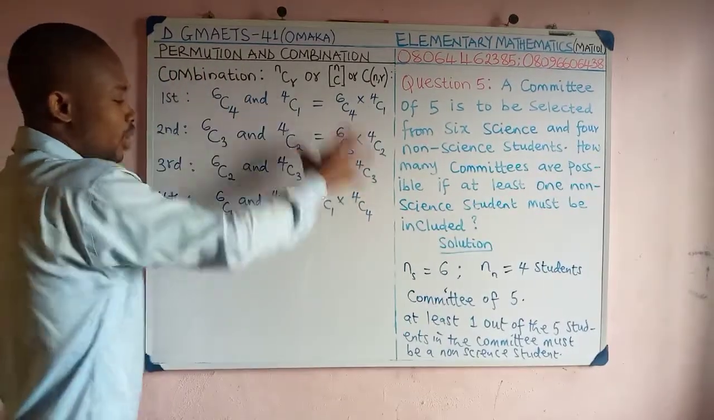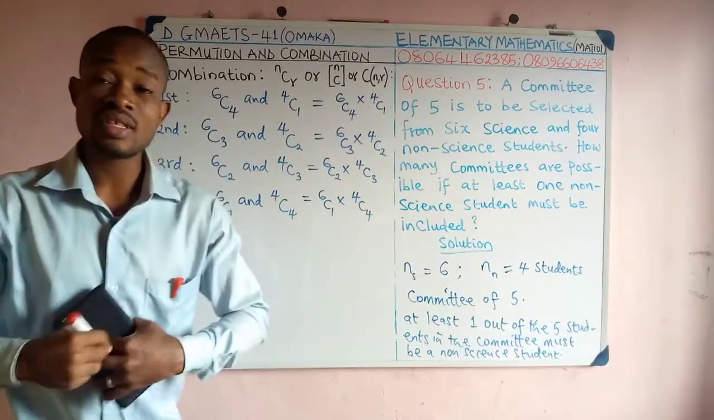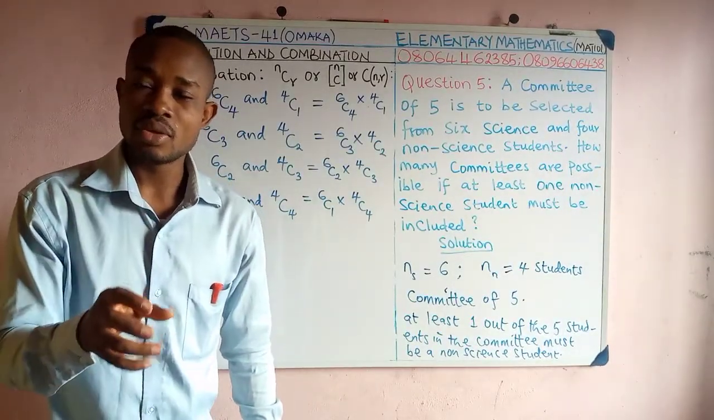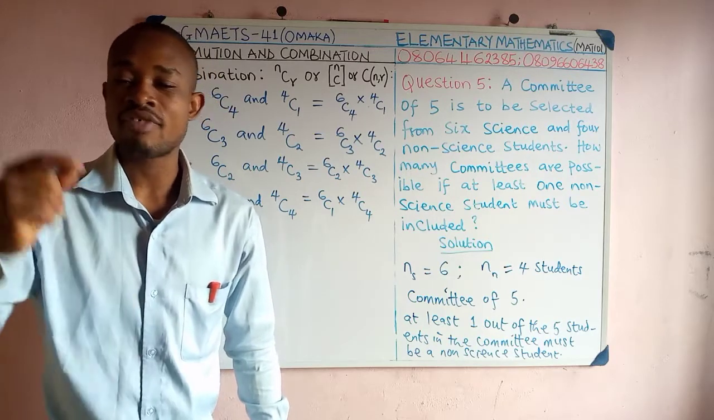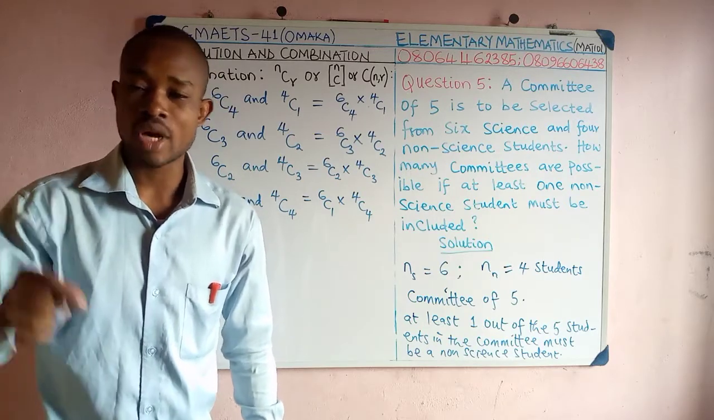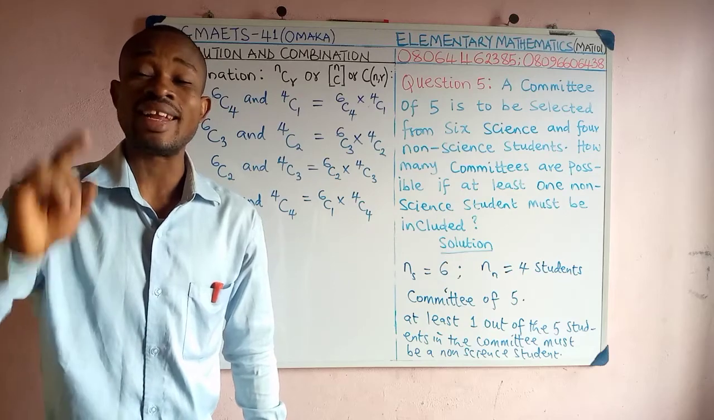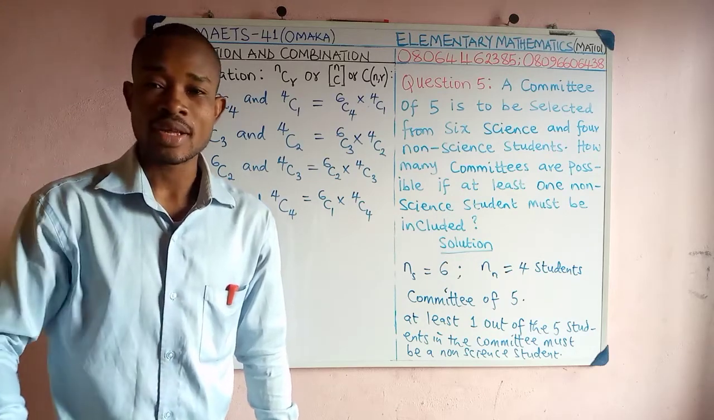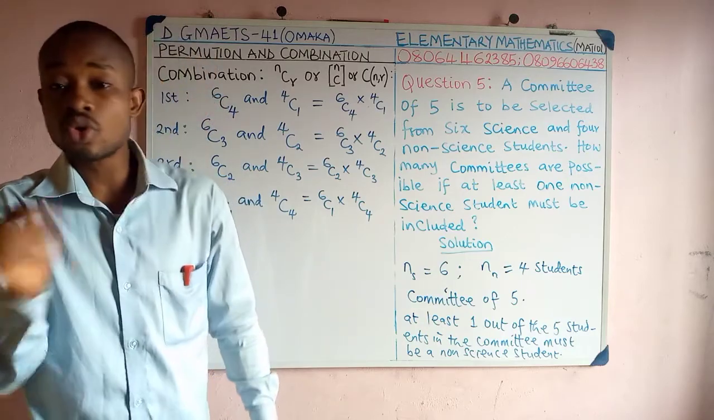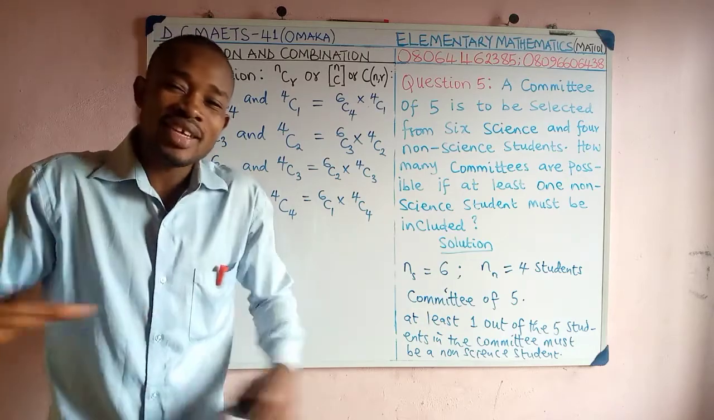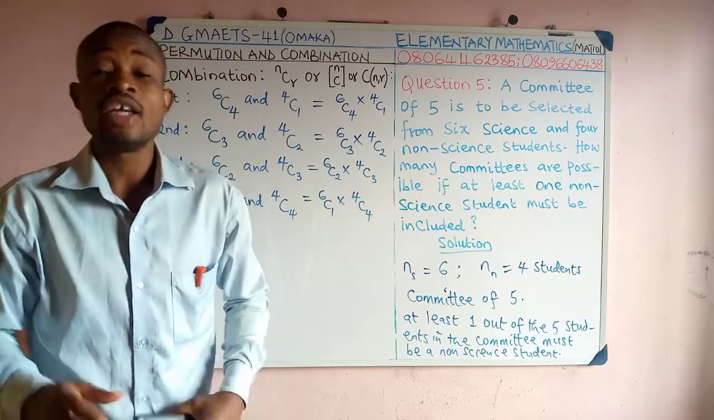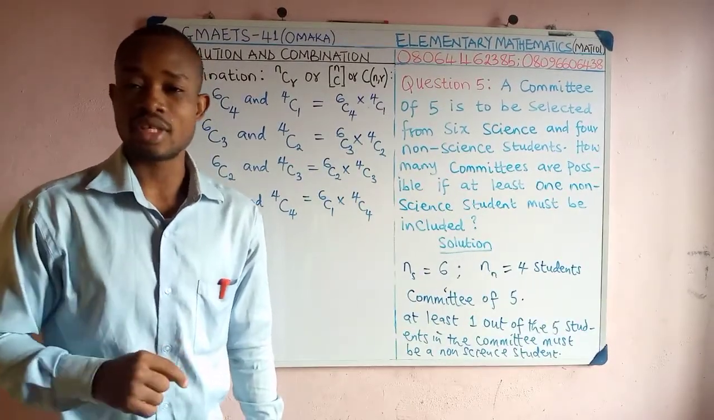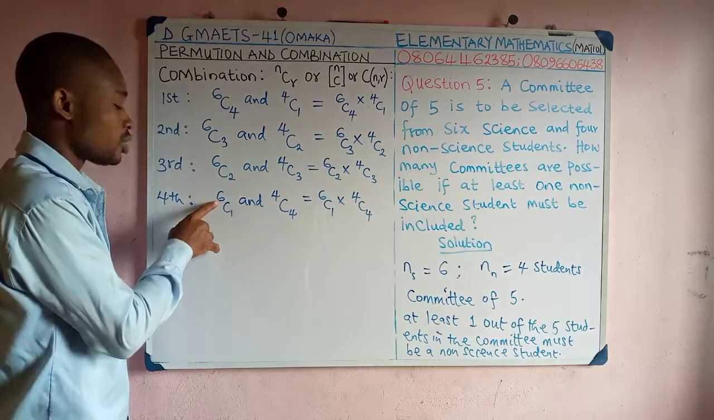So these are the possible ways of selecting this committee of 5, such that in the committee you would have science students, you would have non-science students. But the point is, at every point in time, you should have at least 1 non-science student. So you can have more than 1. And take note that there is no room for you not to have any science student at all. There is no room for that. You must have a science student, you must have a non-science student in this committee. And that is why we cannot bring this to 0.